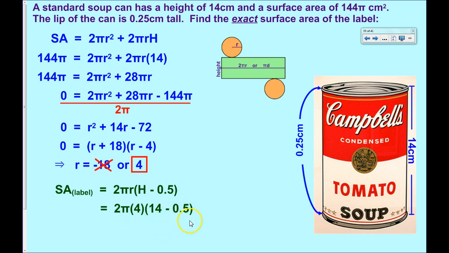And basically just follow order of operations. You can do subtraction and then multiplication in any order. So you basically take 2 times 4 times 13.5 and put that in front of the pi. And so it looks like 108 pi square centimeters. So that's kind of like 108x square centimeters. But that's your answer and you're done.